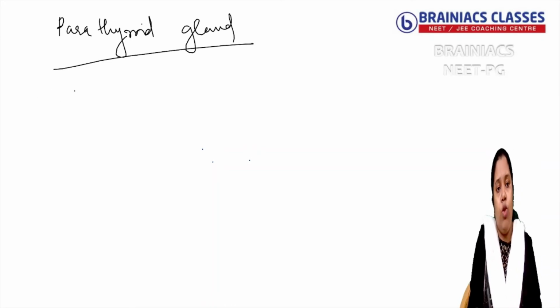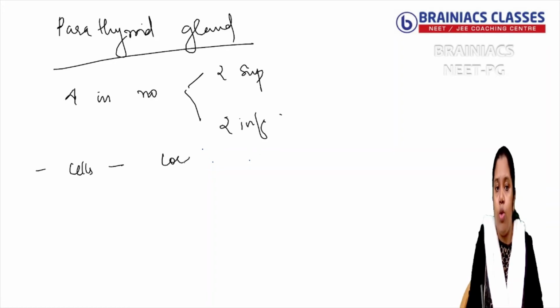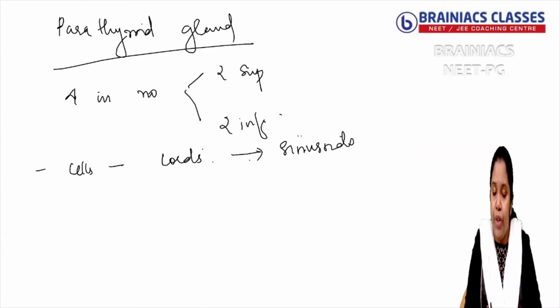Parathyroid glands are actually 4 in number, 2 superior and 2 inferior, right? Here the cells are arranged in cords, and in between these cords you can see sinusoids.